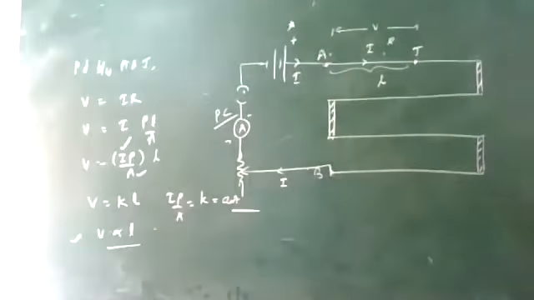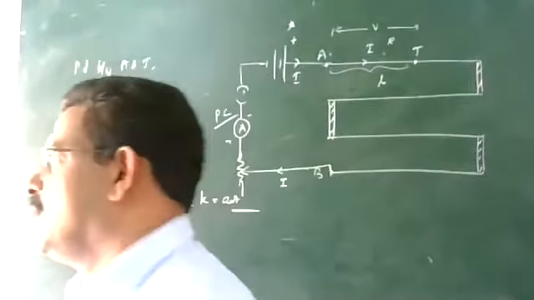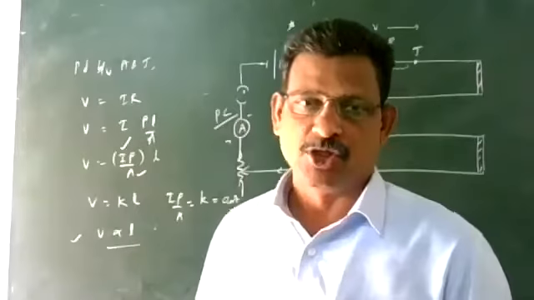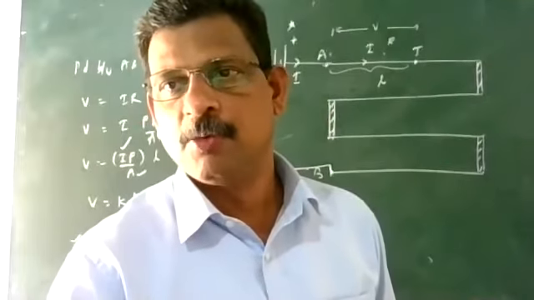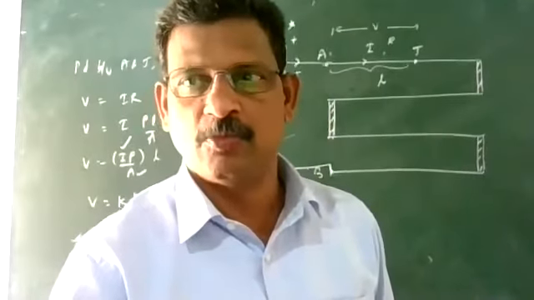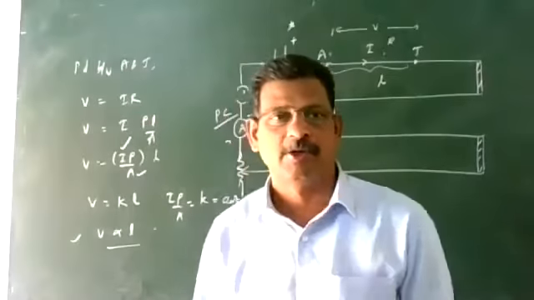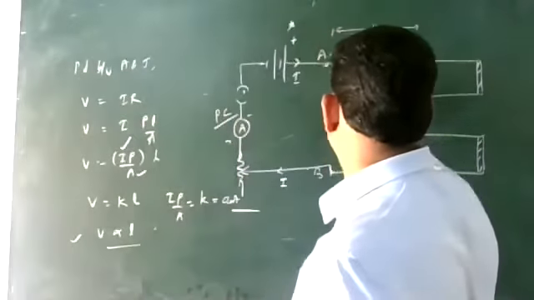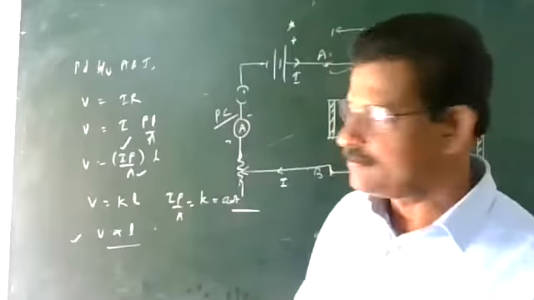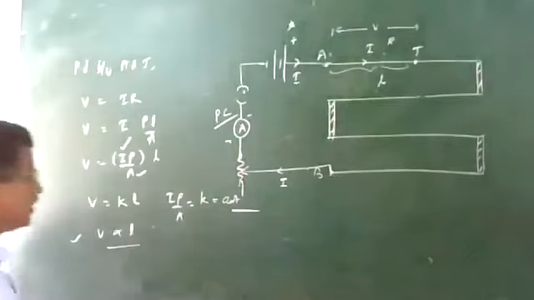So the principle of potentiometer is this: when a constant current is flowing through a potentiometer wire of uniform area of cross section, the potential difference across any 2 points is directly proportional to the length of that portion of the potentiometer wire. As the length increases, the potential difference also increases. V is proportional to L.